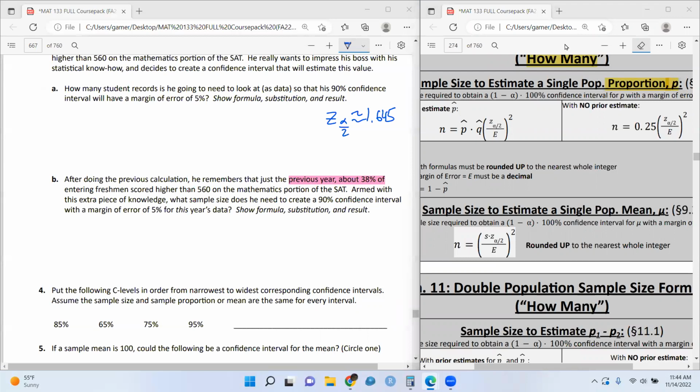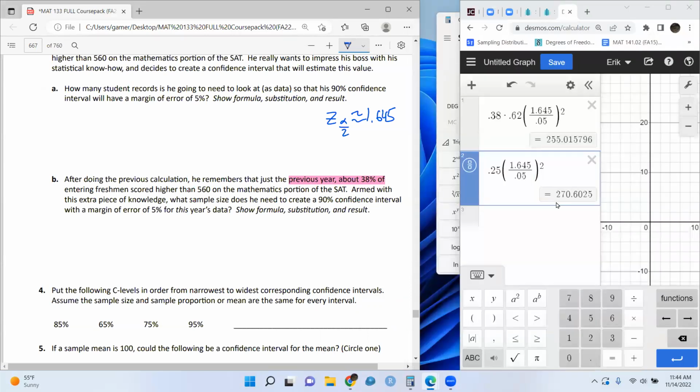Yes. So for B, you got to round up to 256. And for A, you also round up to 271, even though that's also the same answer as if you rounded normally. But you're rounding up on both of them. You're always just adding 1 to whatever you get from the formula. That's just always going to be the case.